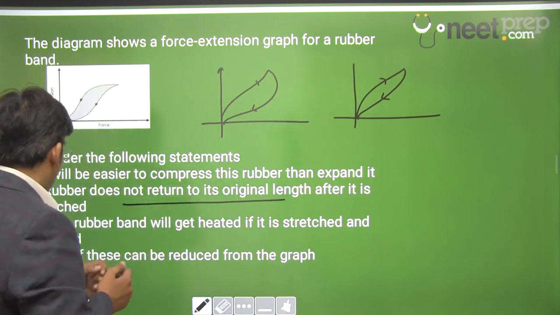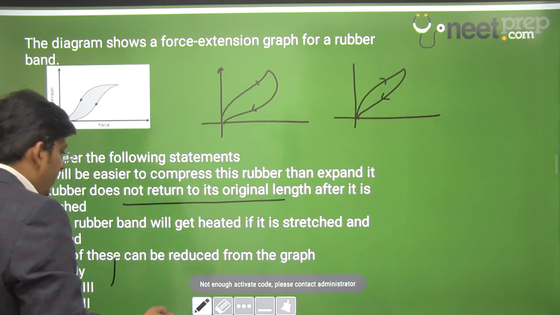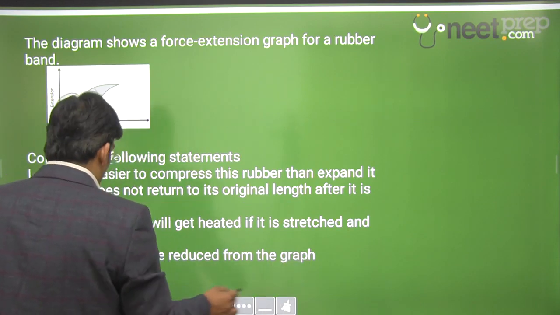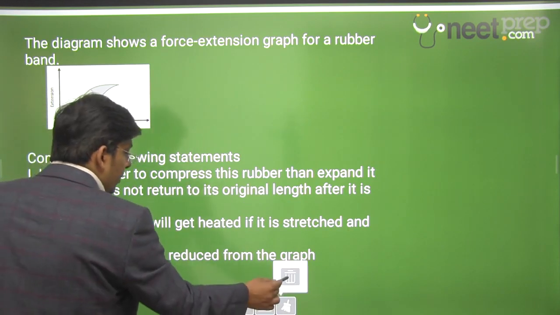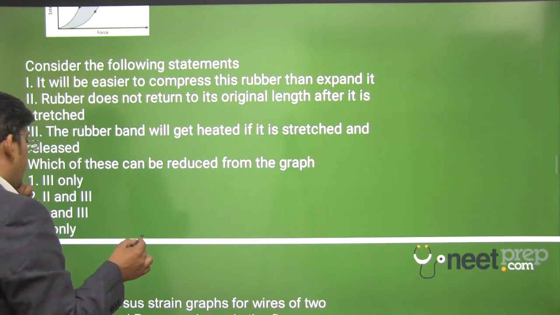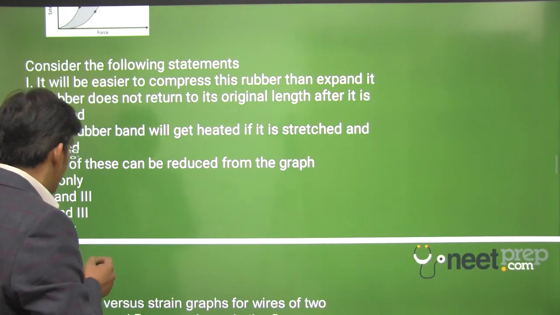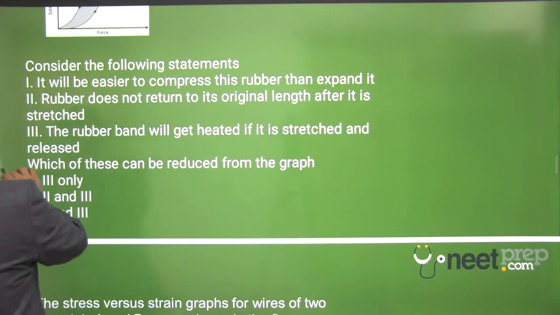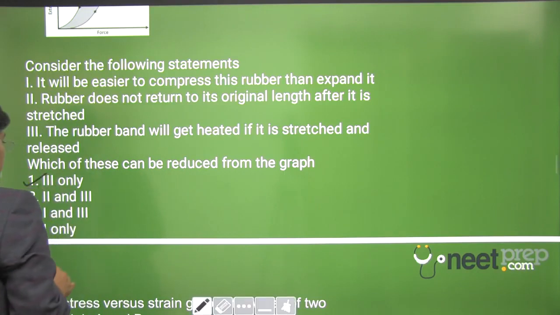Okay. Rubber band will get heated. Obviously, the rubber band will get heated because there will be some energy loss during deformation and reformation. So, only the third option is correct. That means option 1 is going to be the correct, right?